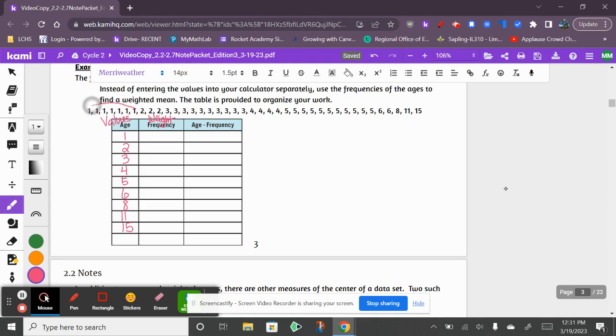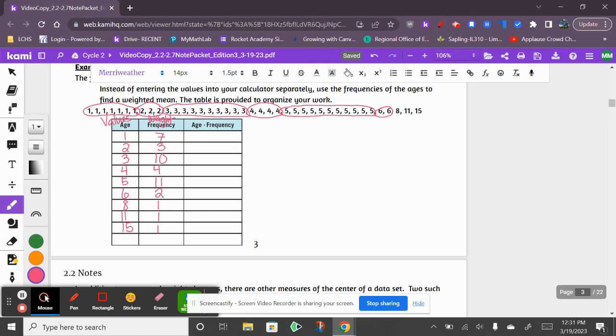So we're going to look at how many of 1 we have. So if we count how many of 1, there are 7. If we count how many of 2, we have 3. How many 3s? We have 10. For 4s, there are 4. For 5s, there are 11. For 6s, there are 2. And then for the rest, we just have 1 of each.